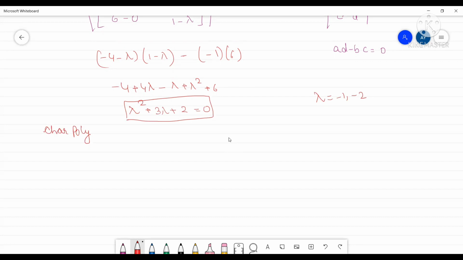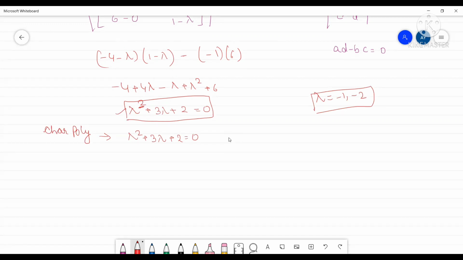So which degree polynomial is this? 2 degree, because you have 2 over here. Lambda square plus 3 lambda plus 2 is equal to 0. So the characteristic polynomial is lambda square plus 3 lambda plus 2 is equal to 0. Or you can write this in terms of A also. So what are the roots that you'll get? You'll get minus 1 and minus 2. So they're asking you the real roots. So minus 1 and minus 2 are the real roots for this given equation. Okay, I think we're clear with this.